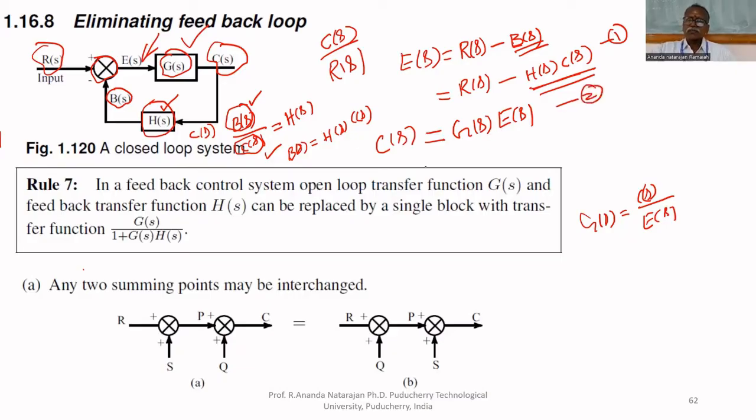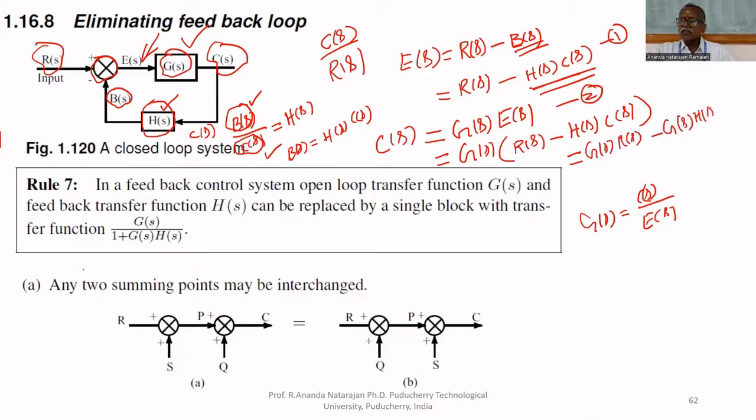This is the second equation. Now, we can substitute E of S from the previous equation. G of S multiplied by, what is E of S from the first equation? R of S minus H of S, C of S. Or you can write G of S, R of S minus G of S, H of S, C of S. So C of S equals G of S, R of S minus G of S, H of S, C of S.